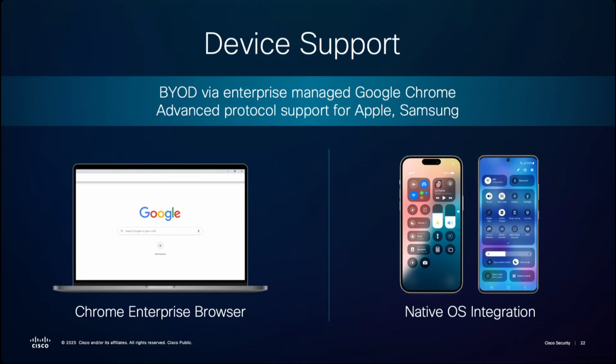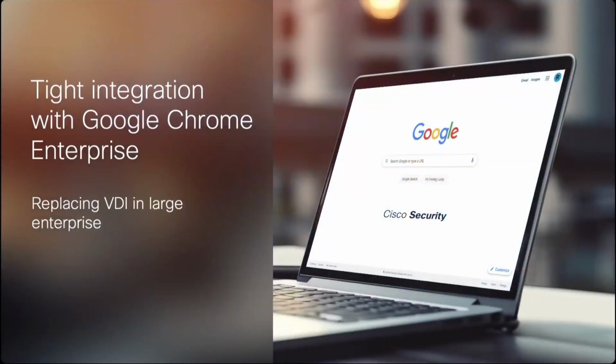Now, we also have an integration with our Chrome Enterprise browser. Let's talk about what this actually brings to the table. With the integration that we have with Chrome Enterprise Browser, it is able to provide us with the capability to do some local security enforcement, which we'll talk about next, and also use the inline cloud security components that we have. But specifically, the outcome that this allows us is to really replace VDI in large enterprise. Now, how do we do that?